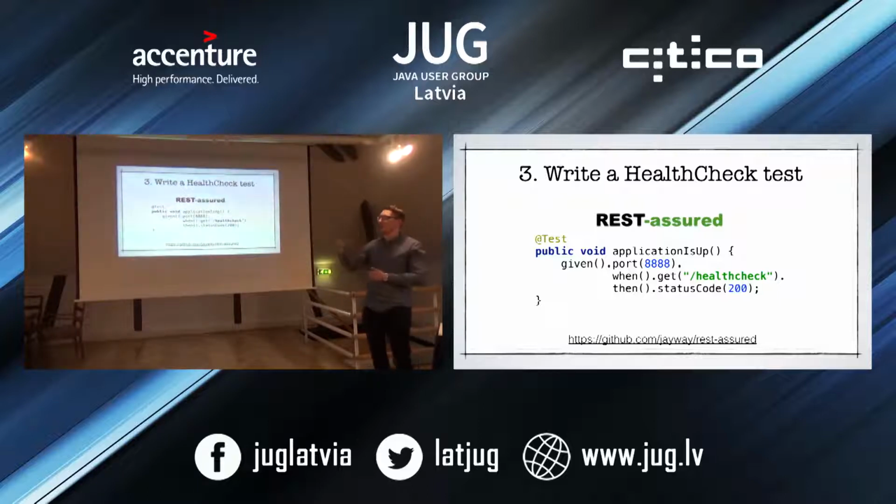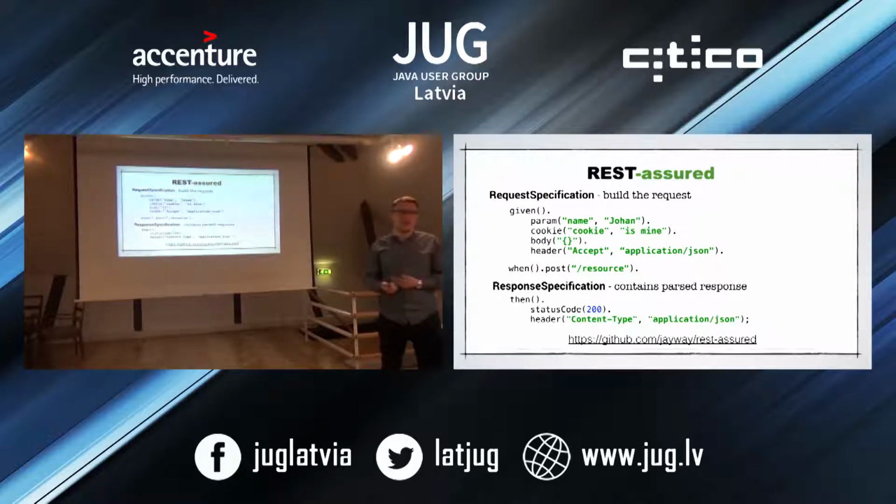We can use some configuration for object mapping, for example. We can say how we want to serialize and deserialize JSON. We can say what the URL is. We can say how we provide authentication options, etc. Then we say when we do a GET request for HealthCheck, the status code should be 200. And we can start this test with a running Spring context or Arquillian context, and we'll get the result.